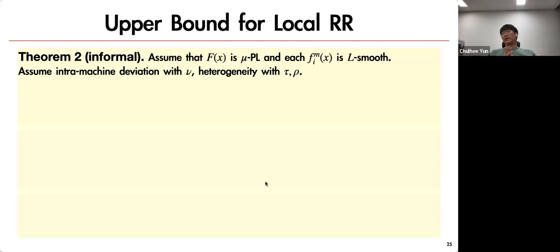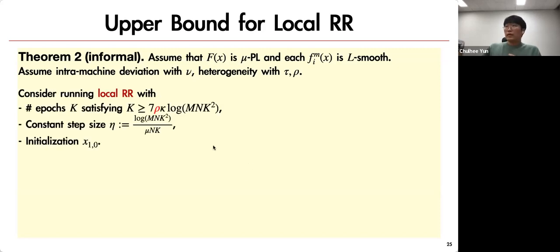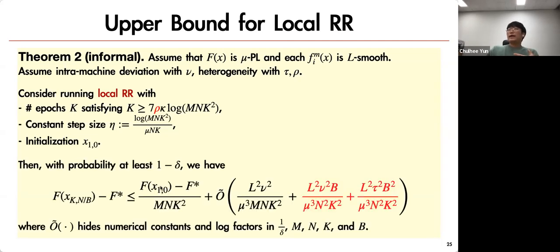Okay, let me now move on to the upper bound for local random reshuffling. So we have a similar setting, and for epochs large enough, we have a similar upper bound, but this time we have these two additional terms. And these two additional terms come from the noise in the local updates.